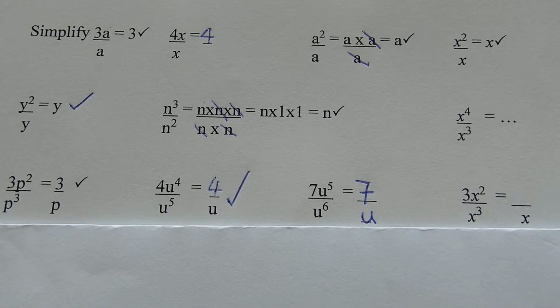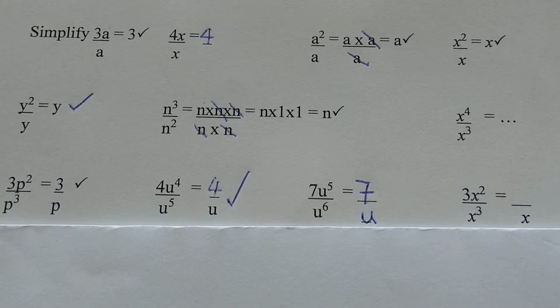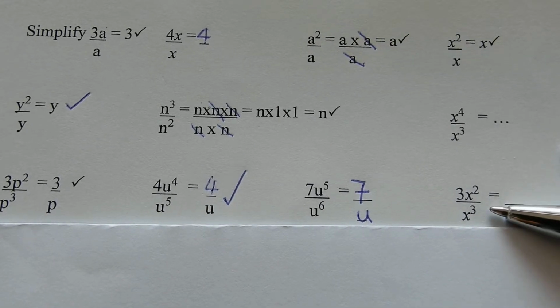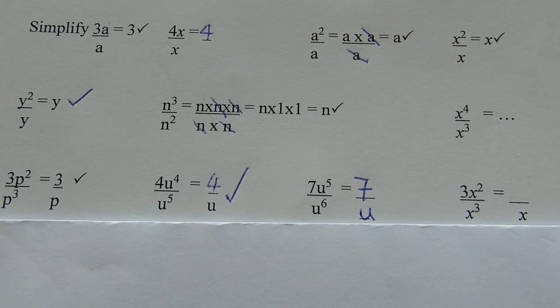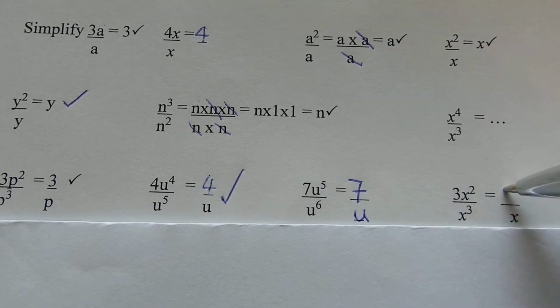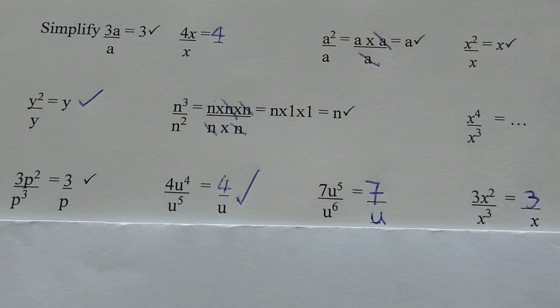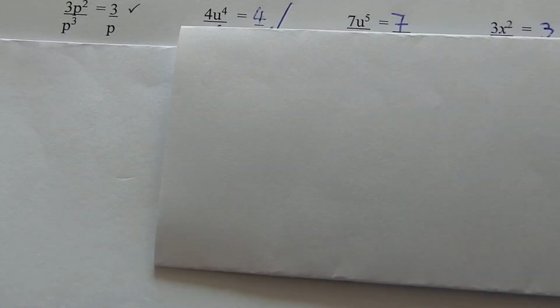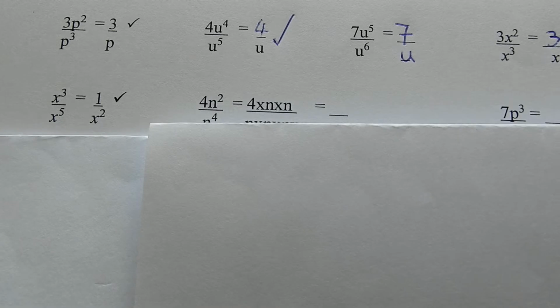3x squared divided by x cubed. Now, we've got the x in the answer already because there is one more x on the bottom than there is on the top. And that's going to be the 3. Cool. Moving down, moving down, moving down. Putting my marker across. Yep. Here we go.